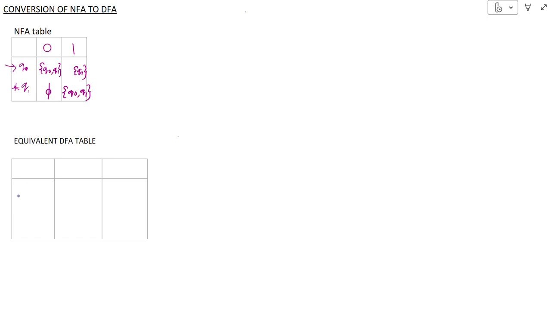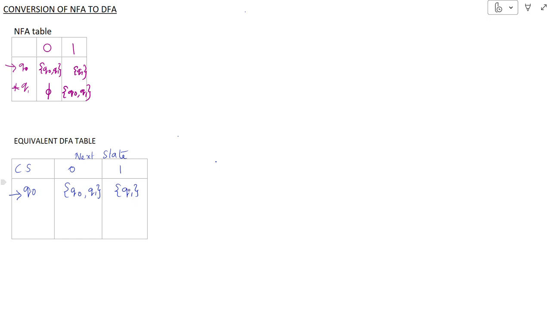For that, the starting state of the DFA will be the starting state of the NFA itself. Q0 is the starting state in the NFA table, so here also it will be the starting state. Now the current state is Q0. On input 0 and on input 1, what is the next state that we have to build? The first transitions of Q0 are Q0 Q1 and then Q1. So Q0 Q1 is a new state and Q1 is also a new state.